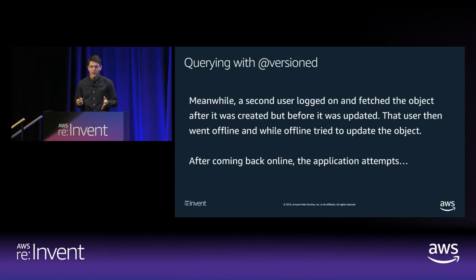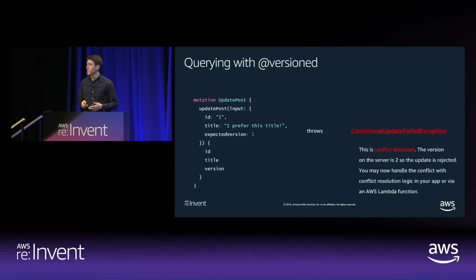Now, meanwhile, while I was running that update operation, there was a second user that fetched the object right before the update, but then went offline. And then after coming back online, he tries to run that update that he did while offline. And what's going to happen is he's going to have that old version as the expected version. He's going to try to update that same object, but the expected version is going to be 1, while on the back end, it's actually already been updated to 2.